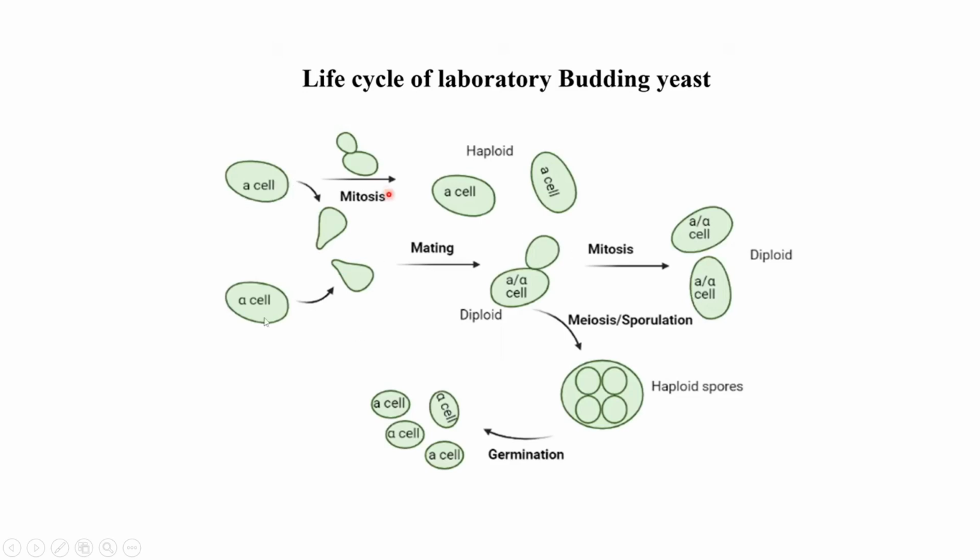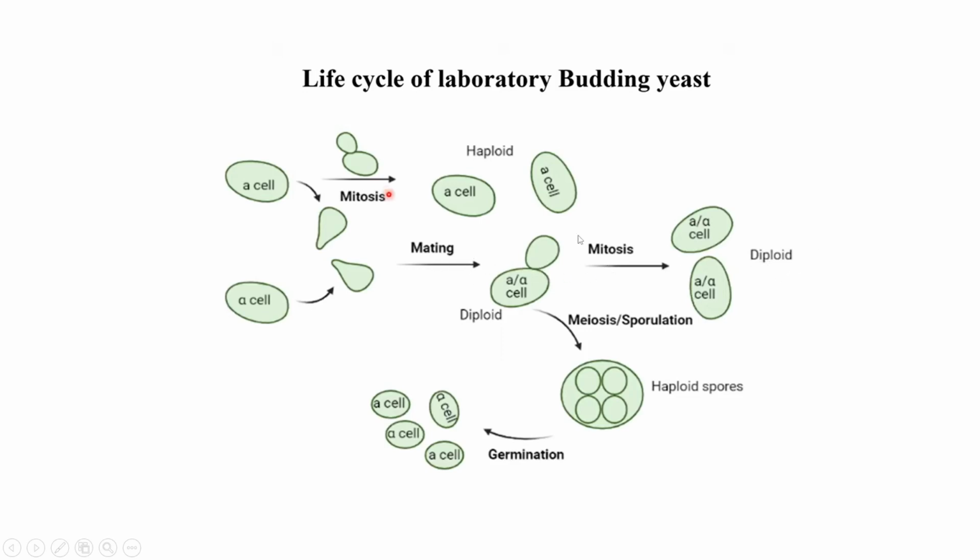Okay, so this is the A cell. These are the alpha cells. Both will secrete the pheromones, and they will bind to the alternate receptor present on the opposite cells, and it will drive the shmoo formation. So in this structure you can see what is called the shmoo formation, and it will promote the mating. So mating will produce the diploid cell, okay, A and alpha cell. Both the mating types will be there, A and alpha. And further mitosis will promote the diploid organism, okay.